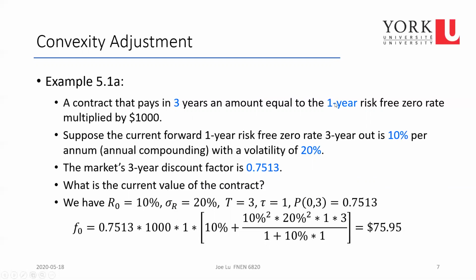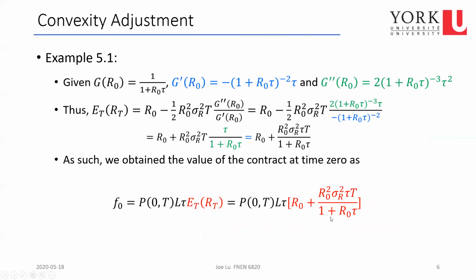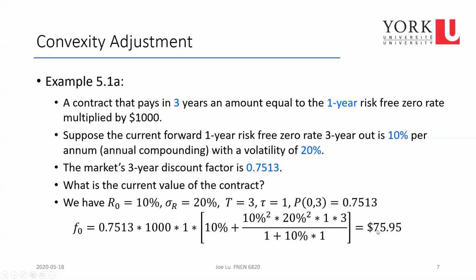And so let's calculate what's the value of this. So in this case, your current implied yield is 10%, volatility 20%, time to maturity 3 years. It's a 1 year rate, so tau is 1. And the zero coupon bond here has a value of 0.7513. So you put these numbers into this particular form, and you will find that the contract is going to cost you $75.95.